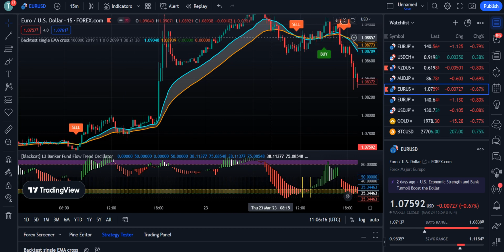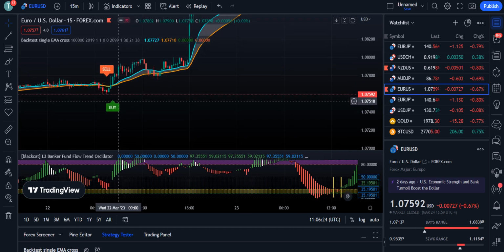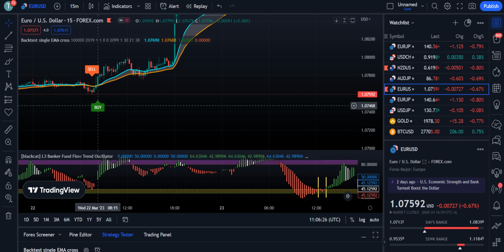Now we will see how to enter into the position for the buy. Always remember, whenever we get the buy signal by the indicator, that is the backtest single EMA crossover, we have to look for the crossover of two EMAs, and our market should be above these two EMAs. Always remember, our market has to form two green candles. If our market is still giving red candles, we have to wait for two more candles to form in green color.